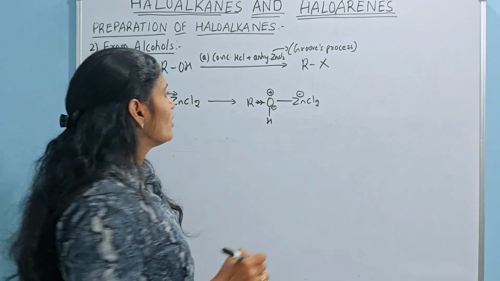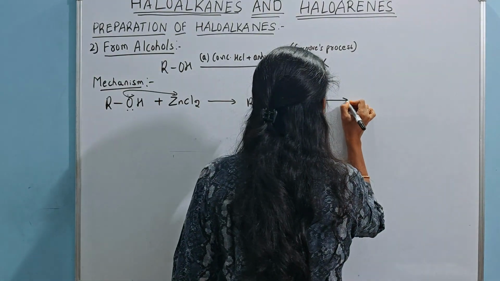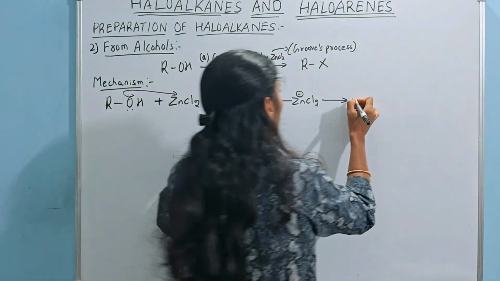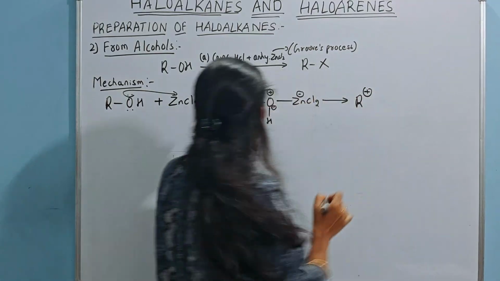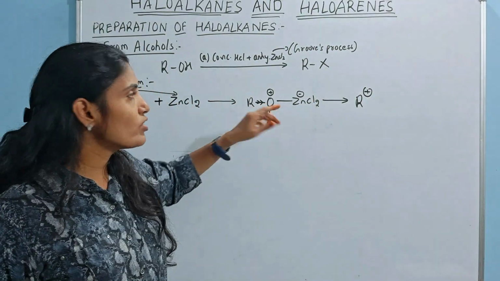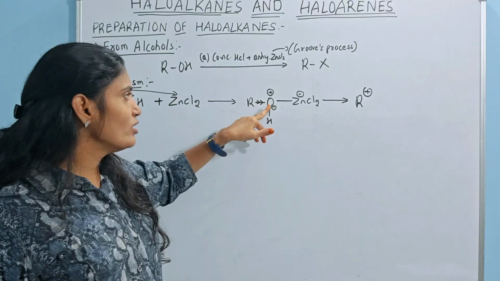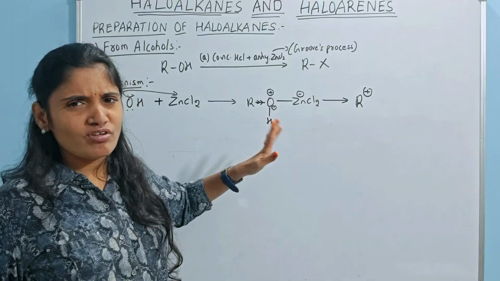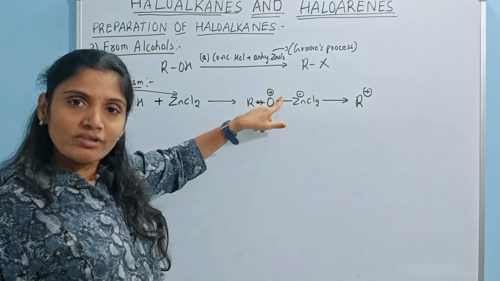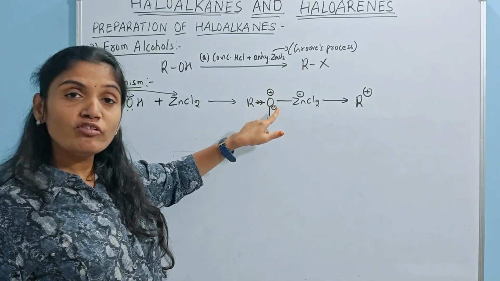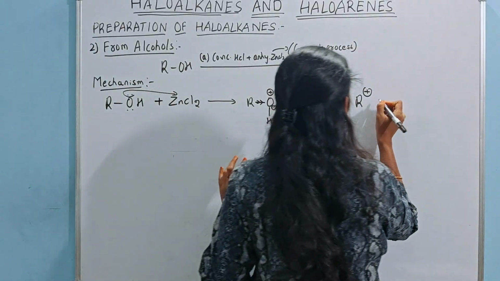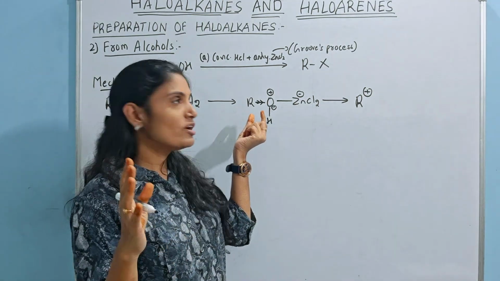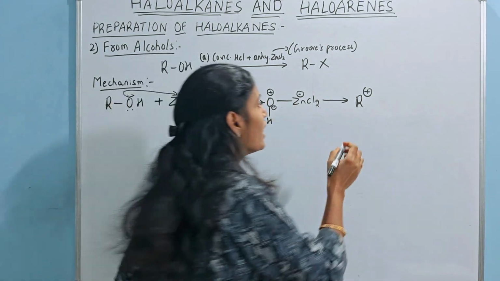Now when oxygen is trying to pull the pair of electrons towards itself, what will happen? R plus will form because the alkyl group has lost its pair of electrons to oxygen. It will get a positive charge. Oxygen will not get a negative charge. It will become neutral because previously it had a positive charge. Now it has taken this pair of electrons, so oxygen will remain neutral. So this will get separated as R plus because it has lost its pair of electrons, so this will become a carbocation.